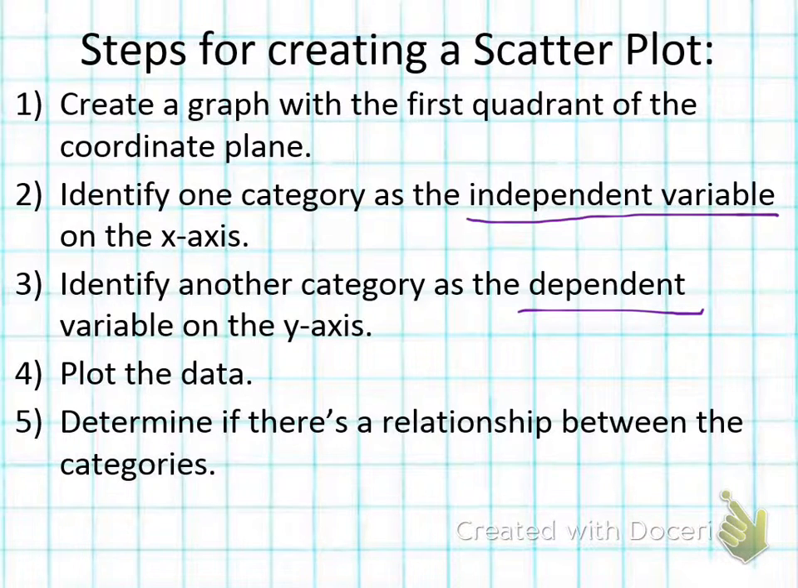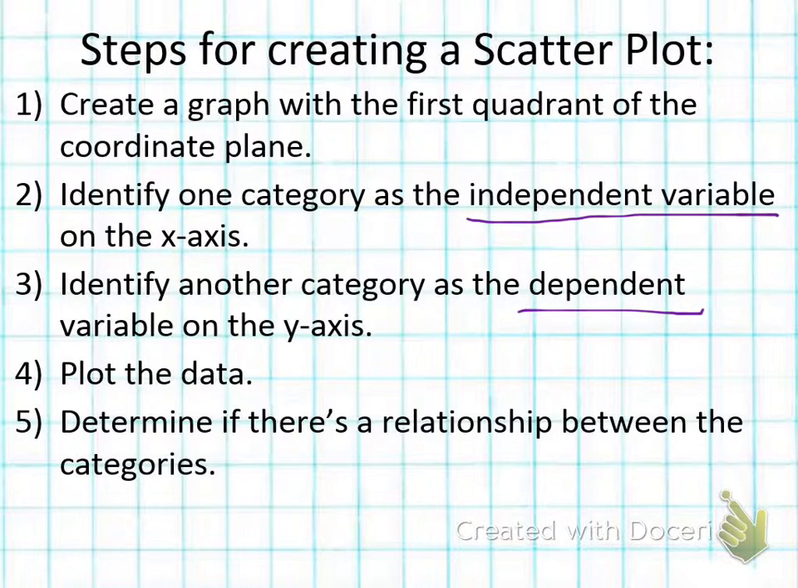So let's talk about the independent and dependent, okay? So I like to think of the dependent one. That's kind of easier for me to think of, to determine, and then I know the other one is independent. So independent is it can kind of stand on its own. But dependent typically depends on the other variable, the other category that we're talking about.